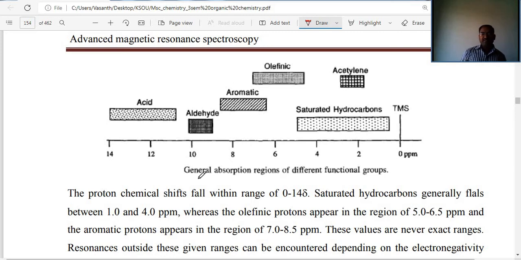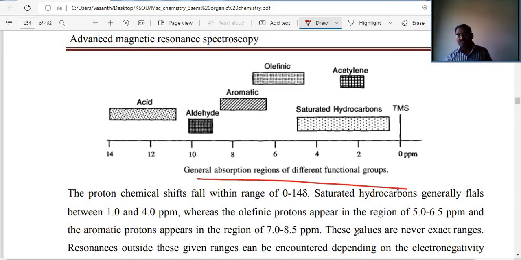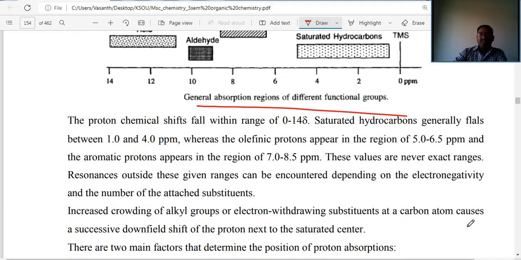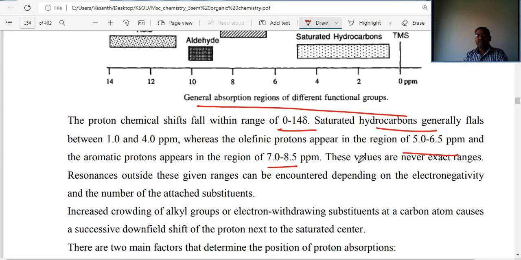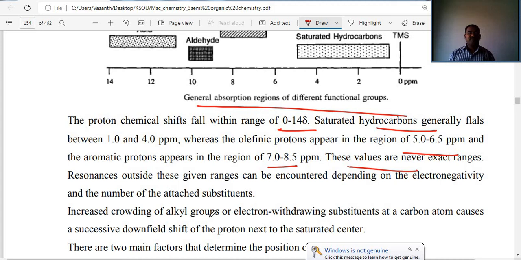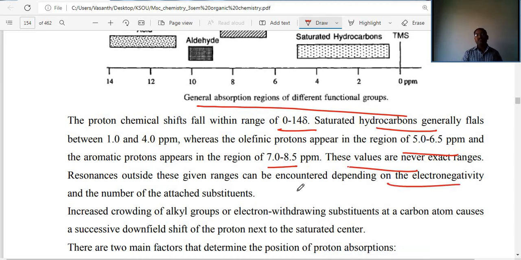This is the graphical representation of the general absorption regions of different functional groups. The proton chemical shift falls in the range 0 to 14 delta. Saturated hydrocarbon protons occur at lower values, while aromatic protons appear at about 7.5 to 7.85. These values are never exact ranges; resonance structures and different shifts can be encountered depending on the electronegativity of the attached substituents.